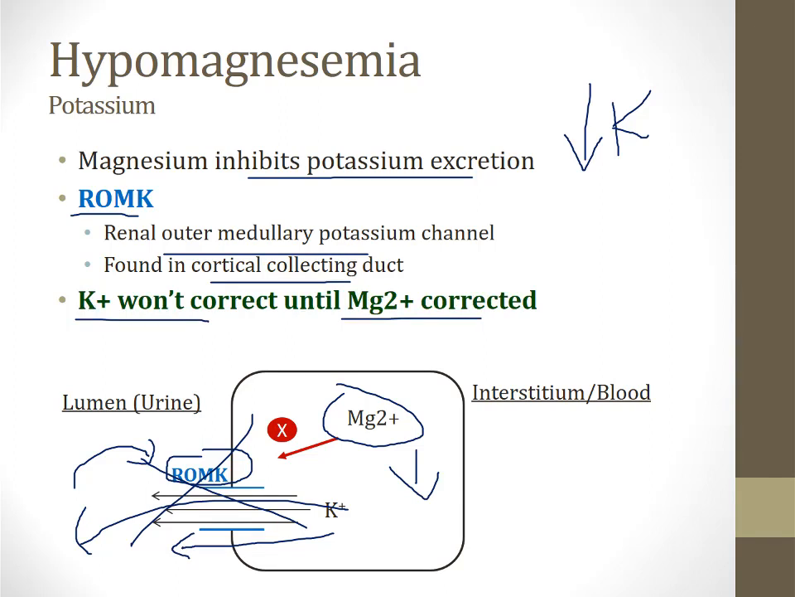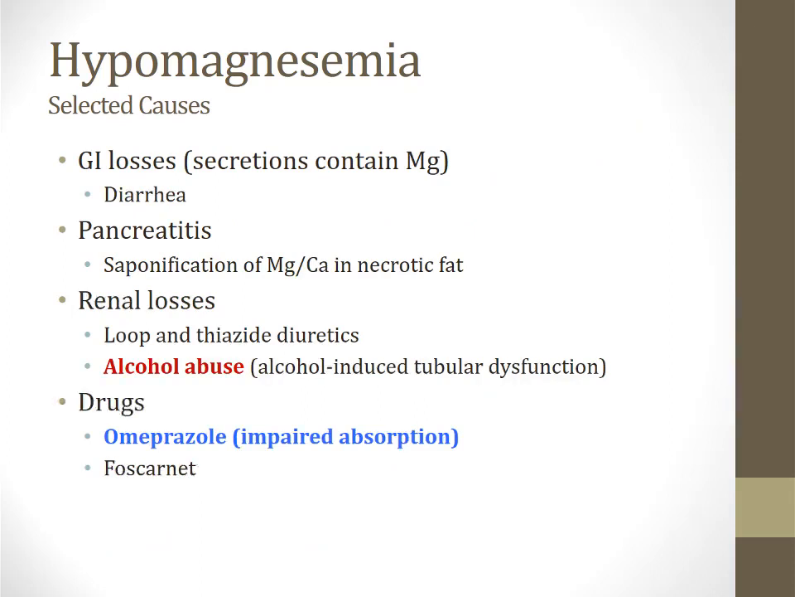Some selected causes of hypomagnesemia are shown on this slide. GI secretions contain magnesium, so patients with diarrhea can develop hypomagnesemia. Pancreatitis can lead to a number of electrolyte abnormalities. Treating patients with pancreatitis involves close monitoring of the electrolytes. One of the reasons for this is that in pancreatitis, there's a process called saponification that occurs, where magnesium and calcium collect in necrotic fat.